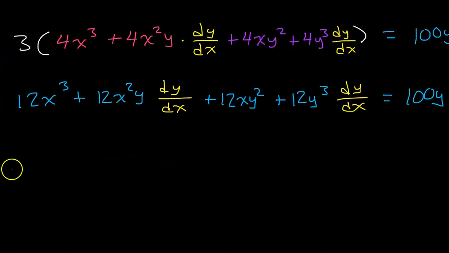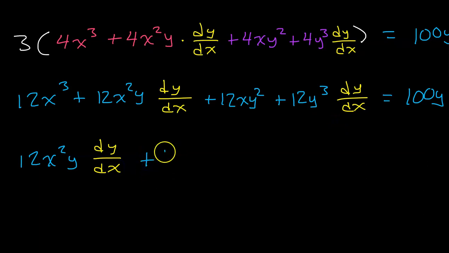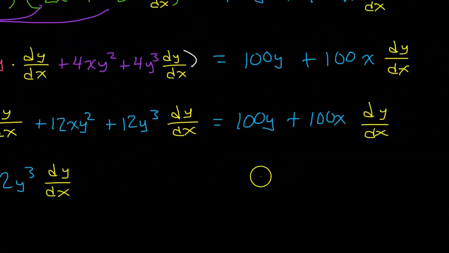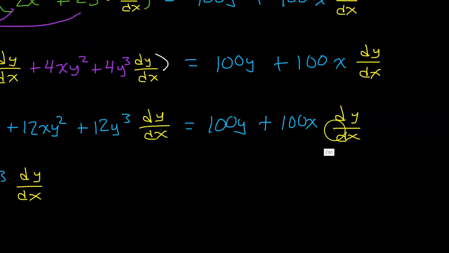Okay, so here comes the first one. All right, these two are already on the left, so I'm just going to scooch them over to make room. So I'm going to have 12x squared y dy dx. And then here comes the 12y to the third power dy dx. Okay, now here comes this one though. I'm subtracting it from both sides, so I'm going to have minus 100x dy dx.